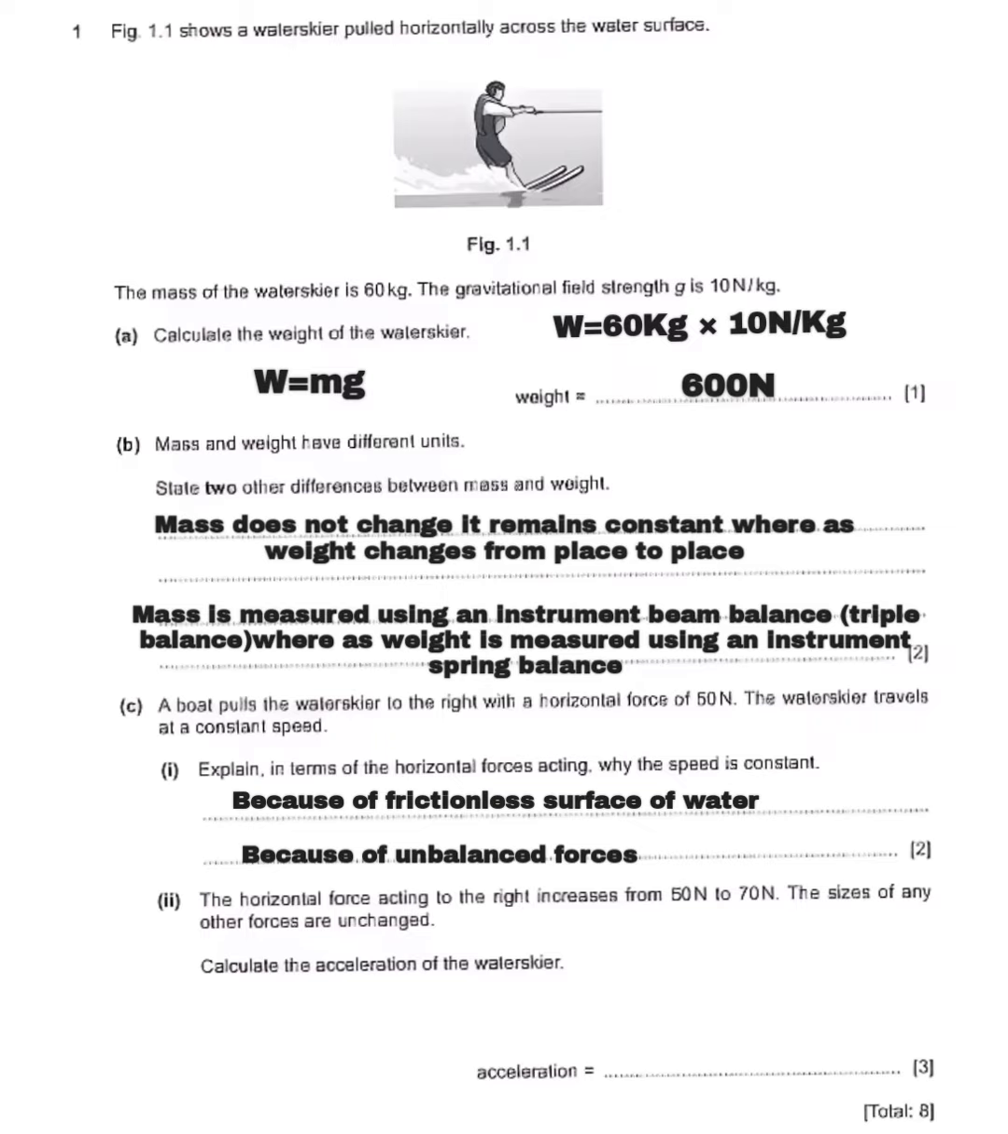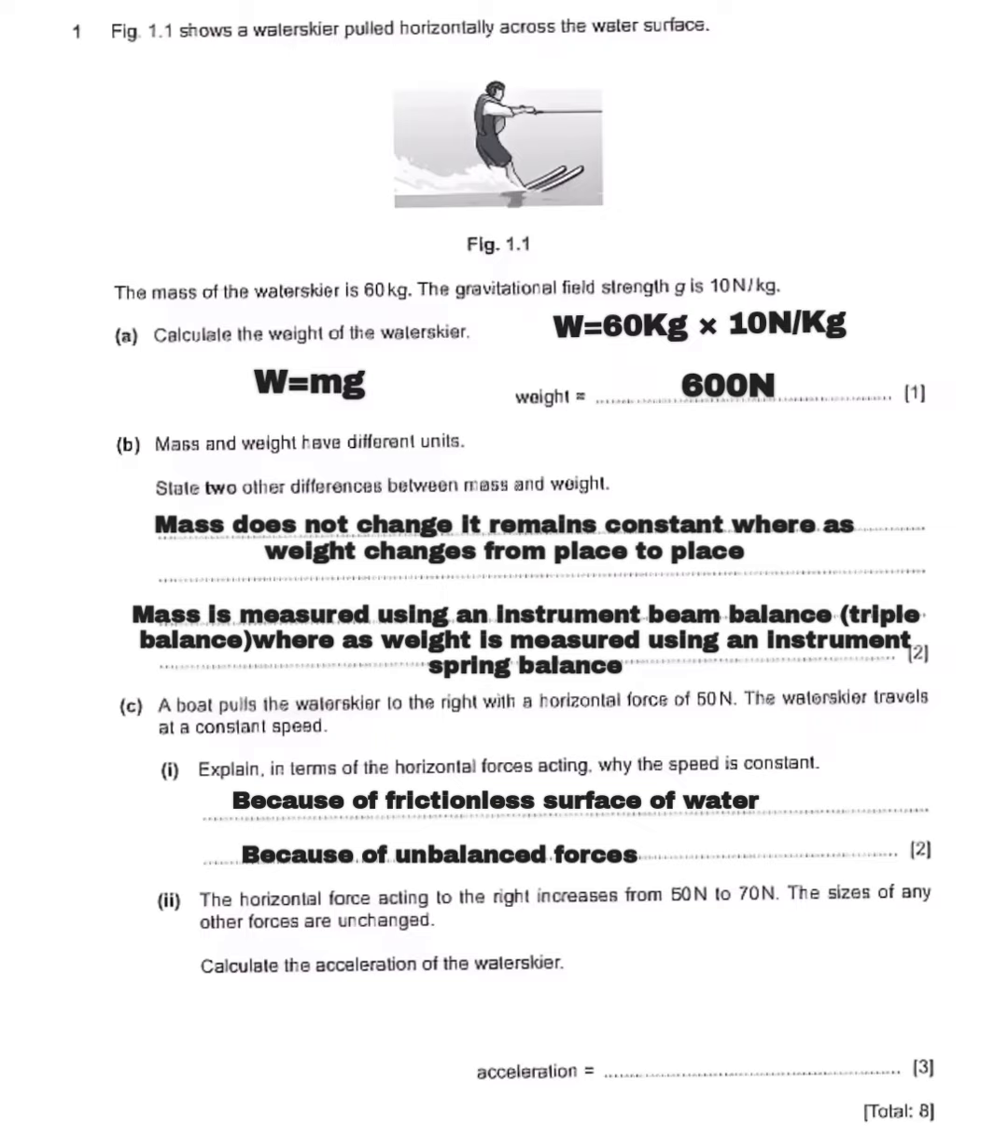Then the last one, Roman numeral 2, is saying the horizontal force acting to the right increases from 50 newtons to 70 newtons. The sizes of any other forces are unchanged. Then the question is saying calculate the acceleration of the water skier. Before I calculate the acceleration, they are saying the force acting to the right increases from 50 newtons to 70 newtons, which means here I need to find the resultant force.